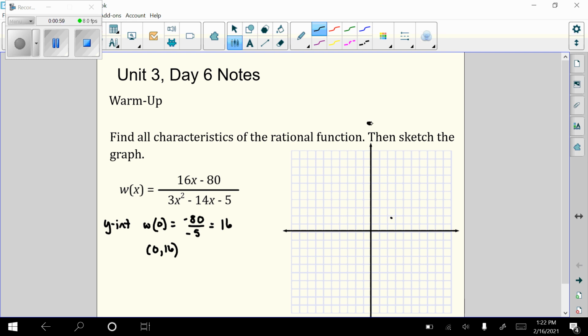Okay, so the next thing we can find is if we have a horizontal asymptote. Looking at my lead terms, my degree on the top is less than the degree on the bottom. So I have a horizontal asymptote at y equals 0. So I can go ahead and put that on there.